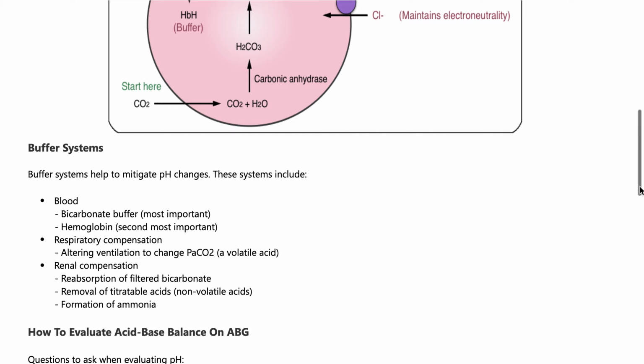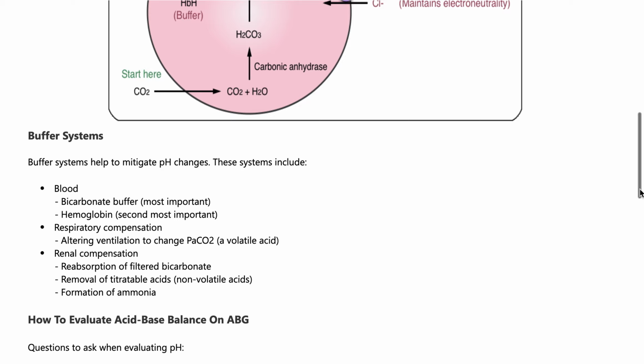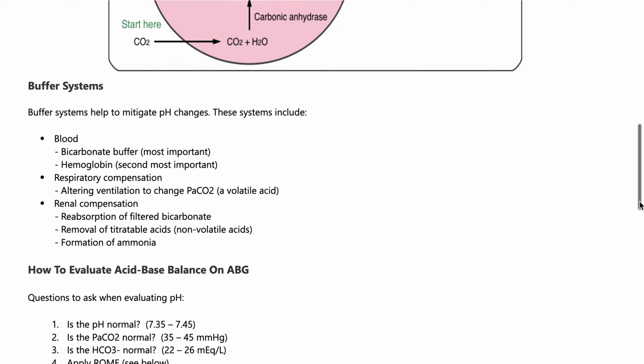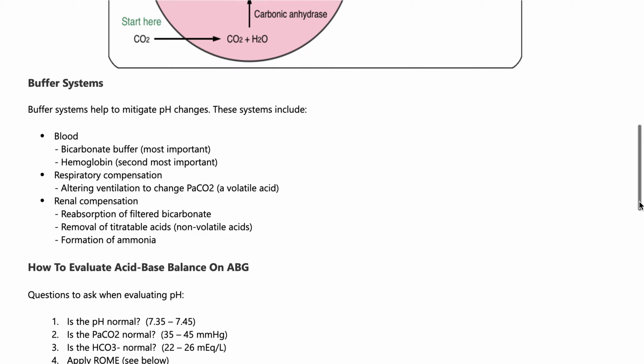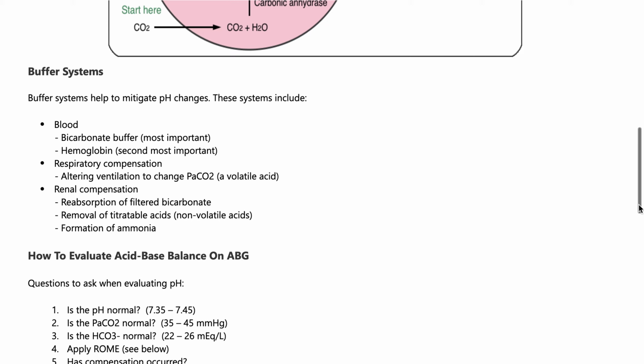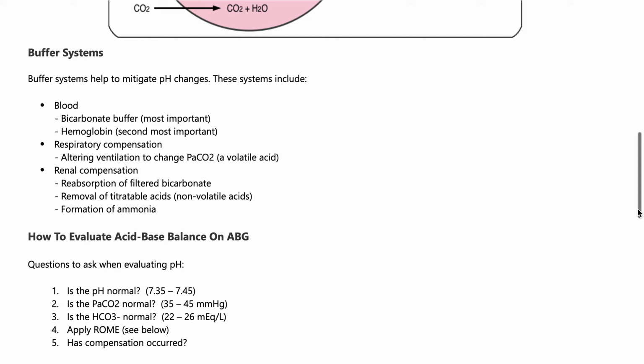Regarding respiratory, naturally altering ventilation can change the PaCO2, which is considered a volatile acid. And renal compensation, so reabsorption of filtered bicarb plays a role. Removal of titratable acids, which are non-volatile acids. And then there's also the formation of ammonia.